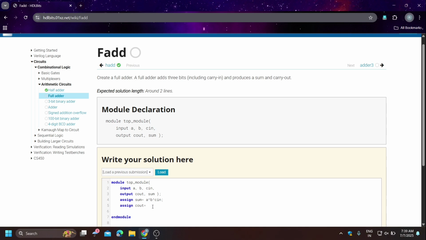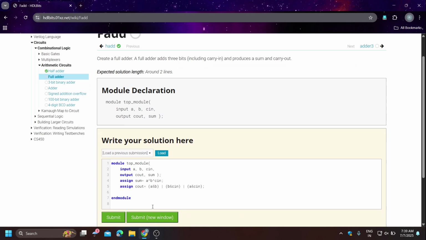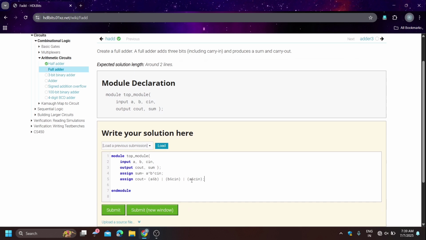Here we are going to write those: A and B, or B and C in, or A and C in. So this is the expression for C out.